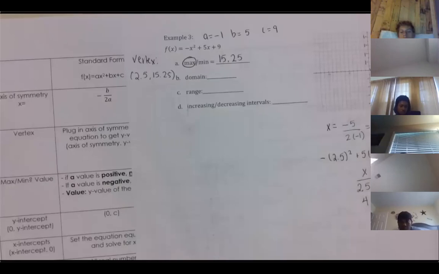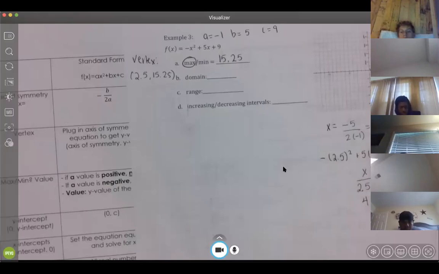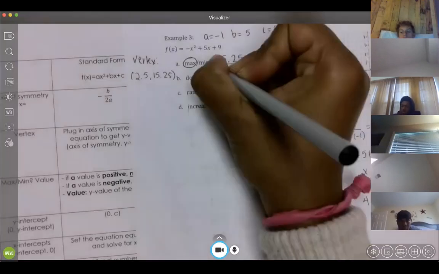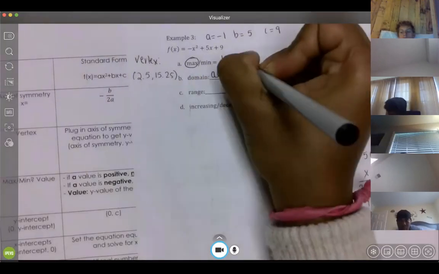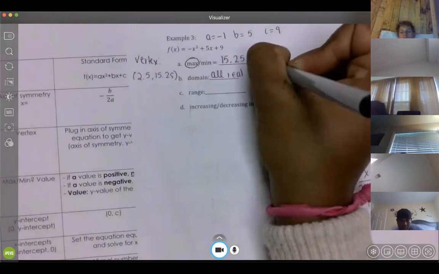All right, what's the domain going to be? What do you think, Gavin? Do we lose Gavin? Gavin, where are you? Isn't it just all real numbers? Yes, it's all real numbers. So that's always a freebie. Domain is always all real numbers. Good job.